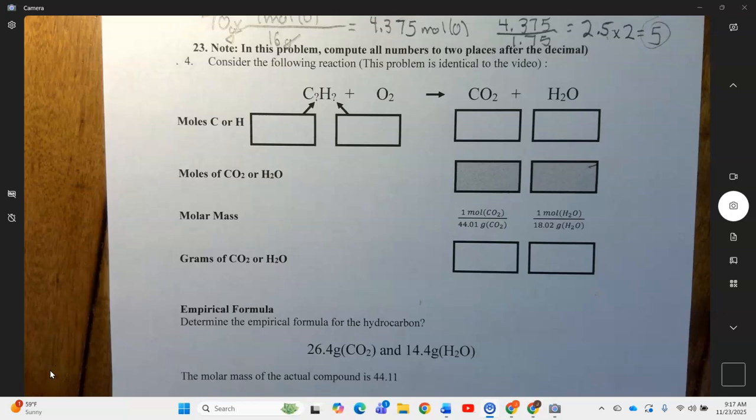All right, chemistry, this is part 3 of the answers video. We're now moving on to a second type of empirical formula problem. This is the one where we compute the empirical formula from a combustion reaction.